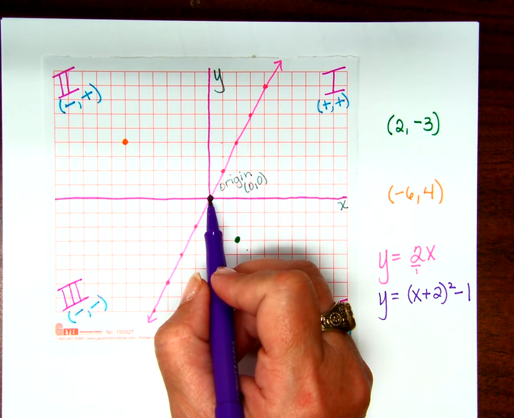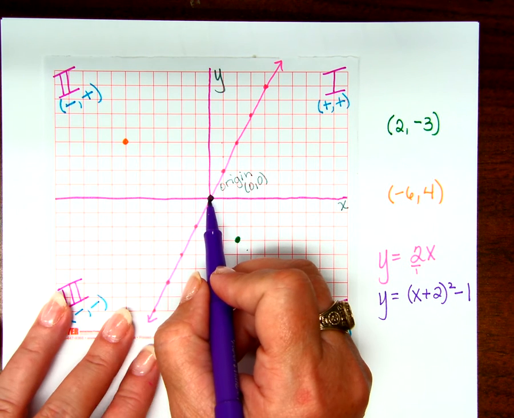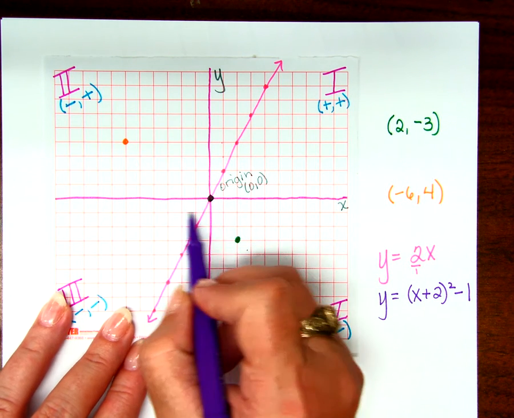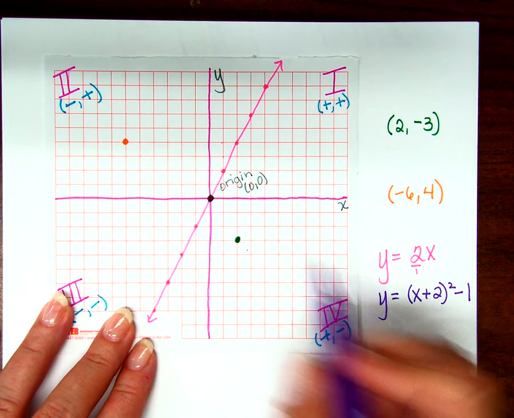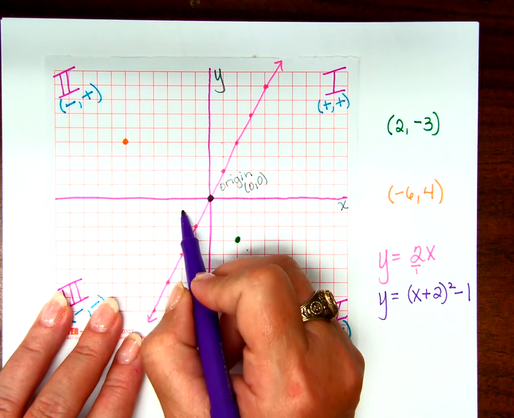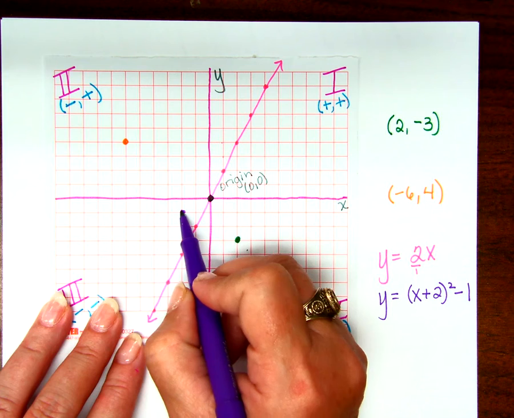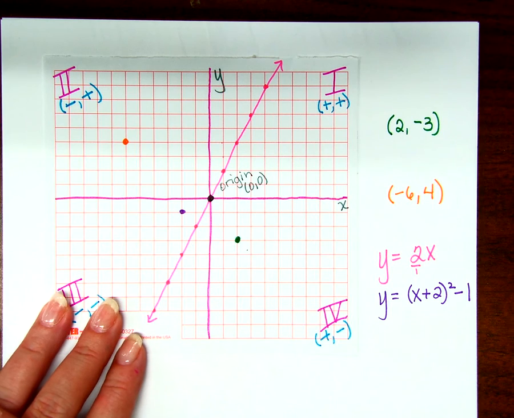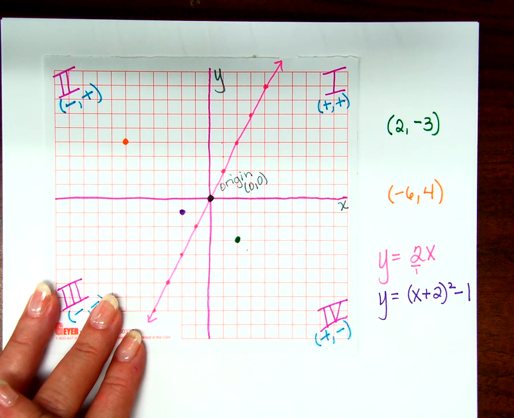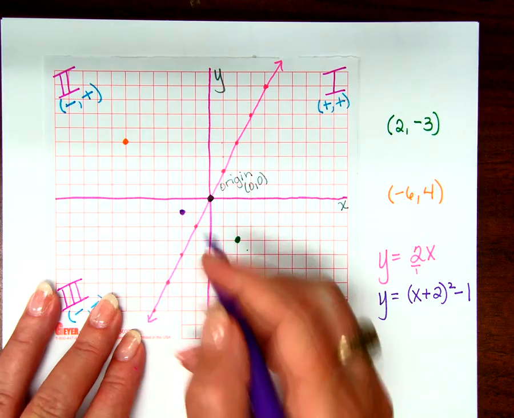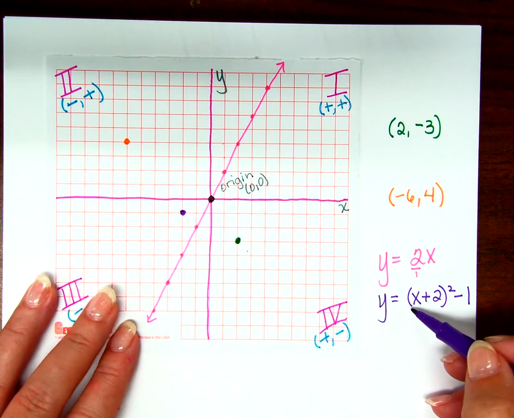I'm starting at the origin. So does it matter which way I go first? Not here, right? Typically we go from left to right, so typically go left 2 and then down 1, but it doesn't matter if we go down 1 and then left 2, we get to the same place. And what is that? That's the vertex.